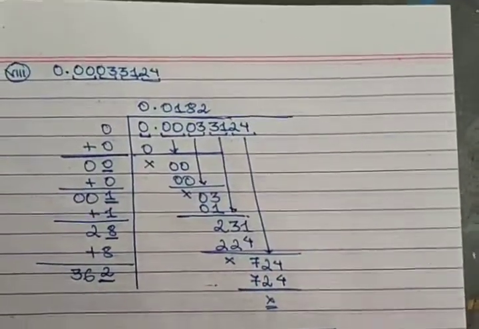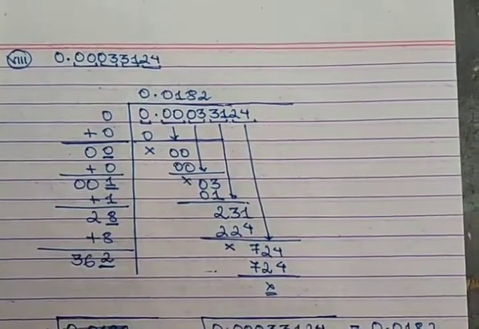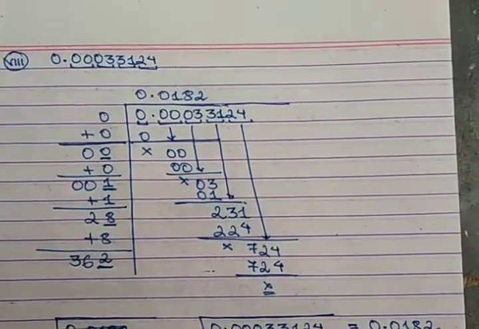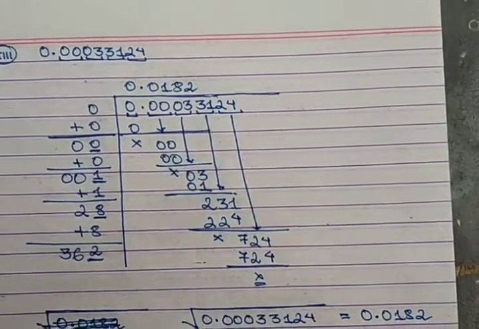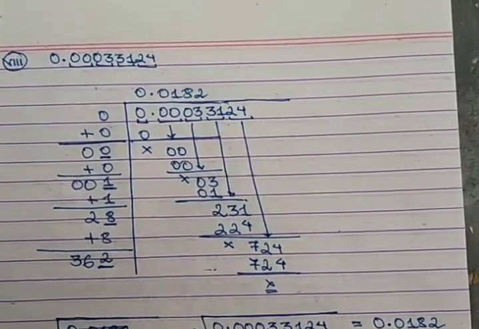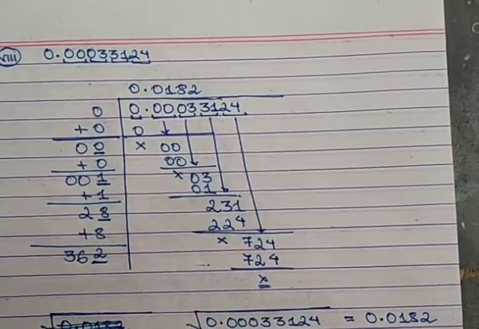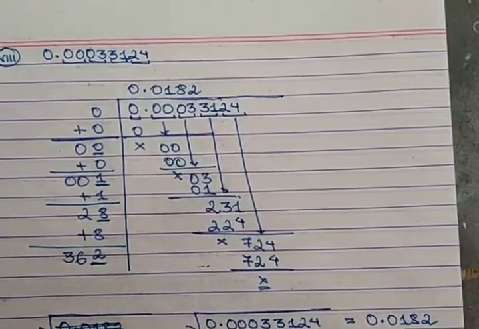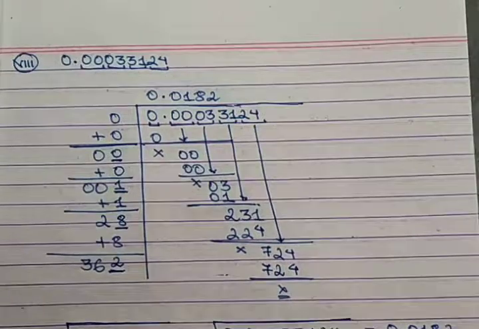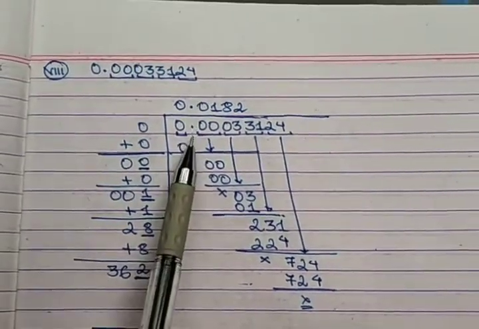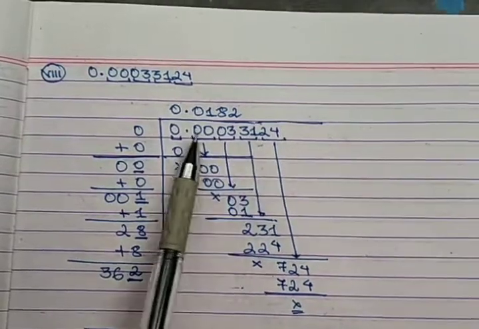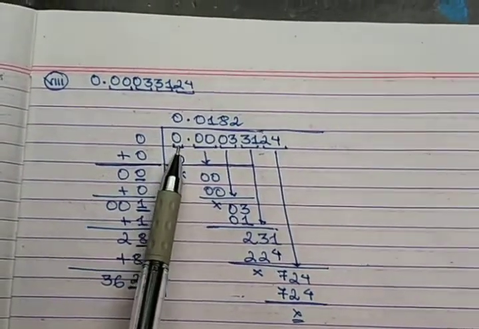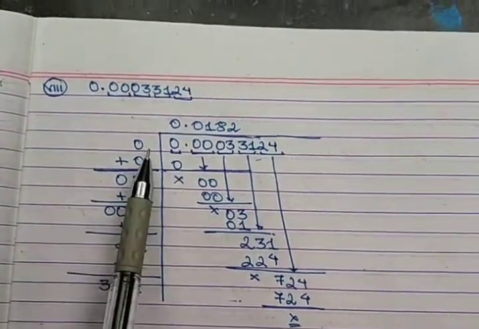Similarly for the third one, what we have here is question number 8. We got the number 0.00033124. As I said, for decimal numbers, we are supposed to make pairs first towards the right and towards the left from the decimal point. At first, I made pairs of digits towards the right as well as towards the left. In the left, I got just one digit, 0, so it will remain as it is.